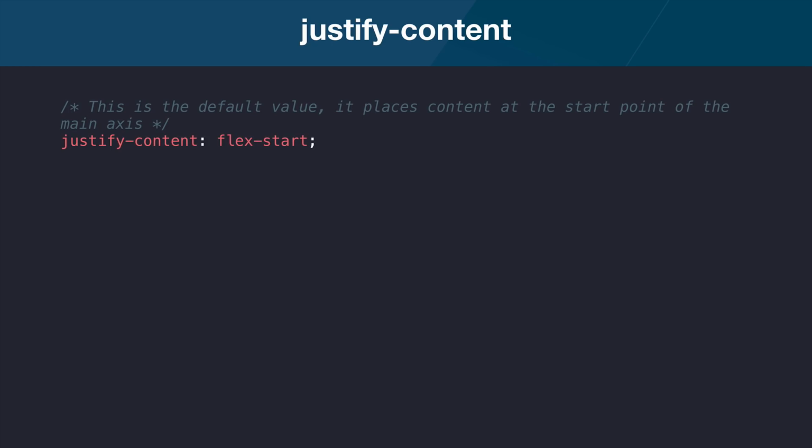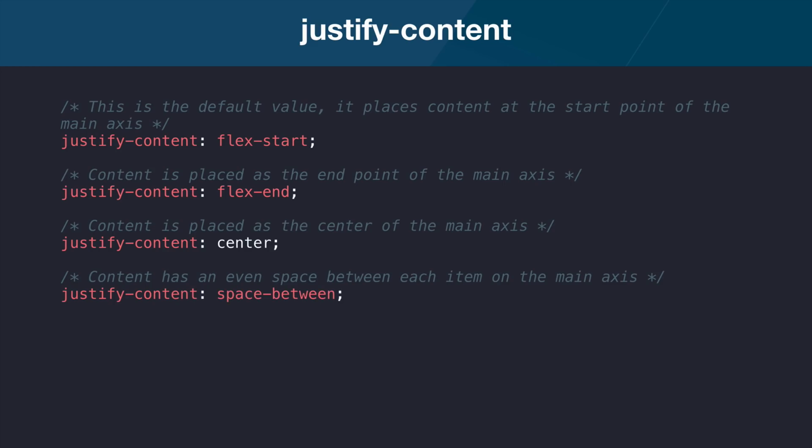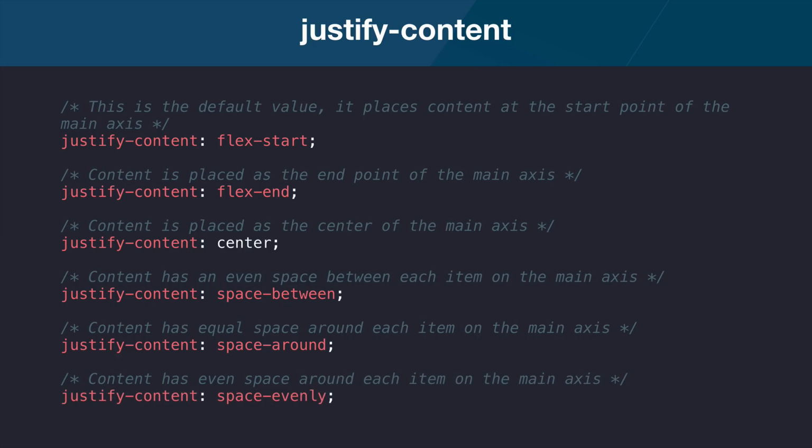The default value for justify-content is what's called flex-start. It places the content at the start point of the main axis within the container. We can change that by using flex-end. We can also use center, which will center the content. We can use space-between, which will provide an even amount of space between each item on the main axis. And we can use space-around to provide space around each item on the main axis. And then of course we have space-evenly, which provides space around each item on the main axis as well, and that's going to provide it evenly.